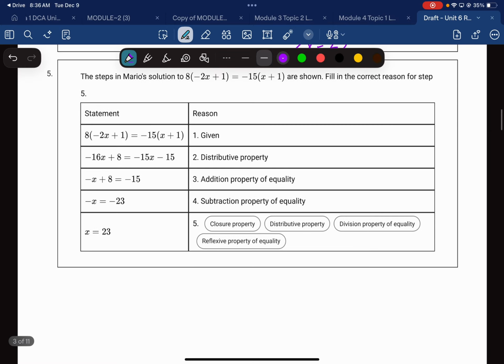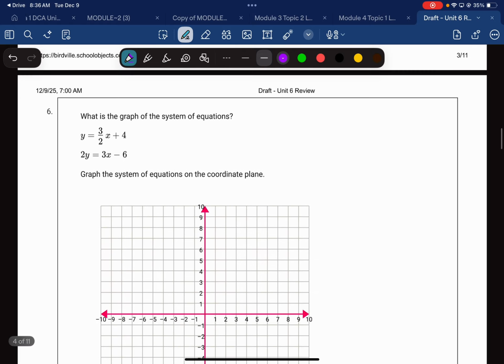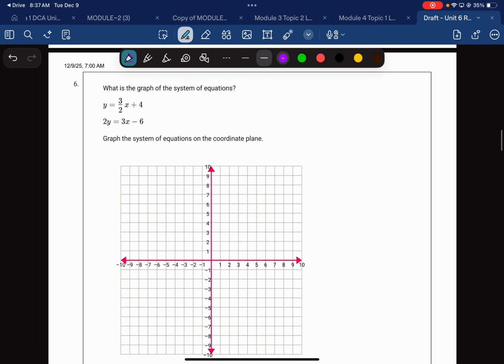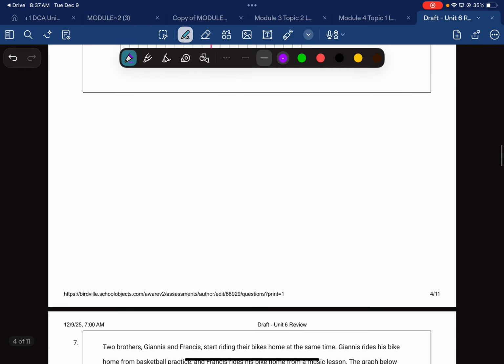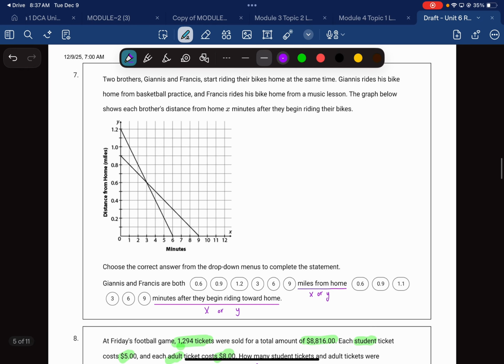This one right here, to go from here to here, what do you think it is? What operation? This right here, all you have to do is change them to slope-intercept form and graph them. This one right here should be pretty easy. I'm not going to go over that one. I'll go over this one.